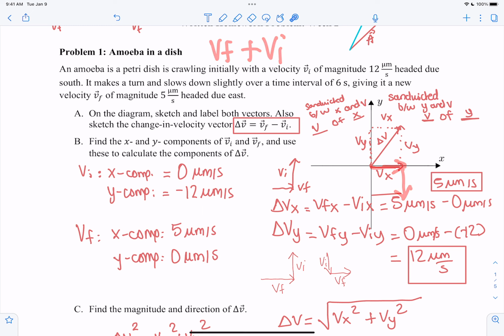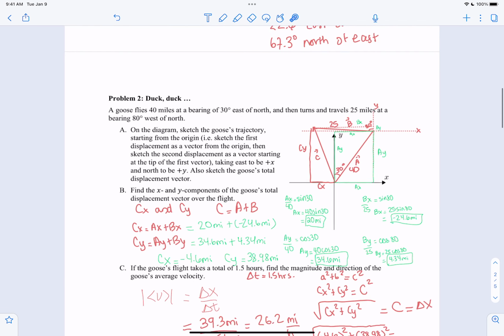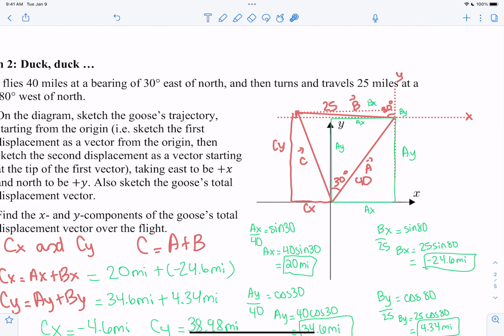Now, if I want to subtract, if I want to do VF minus VI, I have to flip the direction of VI. So I go VF, and then I have to flip it to north to become VI, and that's where I get my delta V up here. So I think the best way to approach these types of problems, especially when you're concerned with something like delta V, is I would do VF and then VI. Otherwise, the rest of these types of vector problems are pretty straightforward, and you won't have to flip things and move things around.